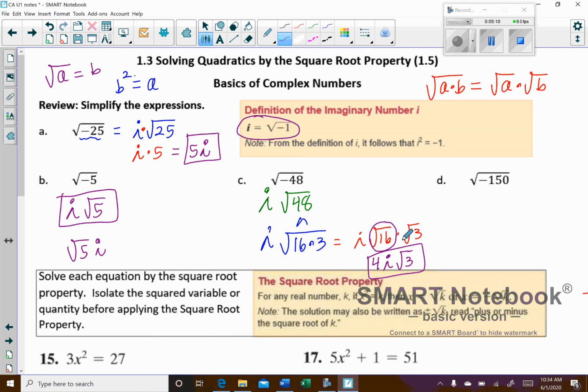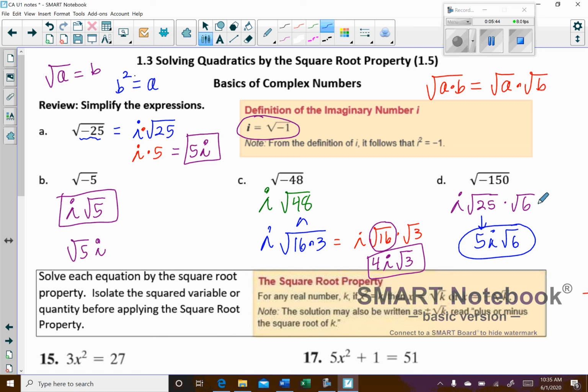Okay, part D, pretty similar to what we just did on part C. So we'll start by pulling out the i, and then I'm running out of room, so I'm going to skip a step here and go ahead and start breaking this up. So 150, let's see, our perfect square, I could break that up into 25, and I believe that would be 6. Okay, and so then the square root of 25 is 5. Okay, and then I have my i, and then I have the square root of 6. And there we go. That's my answer for part D.